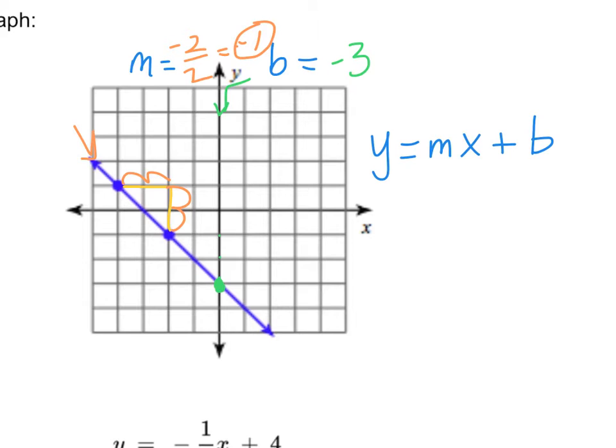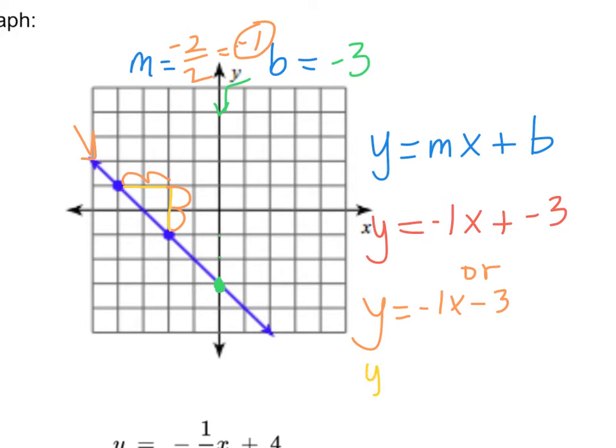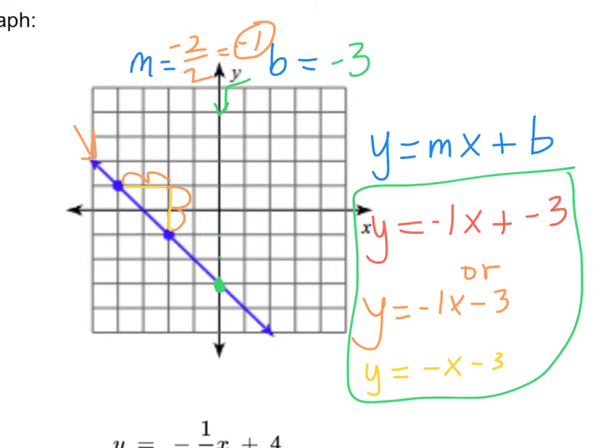Now we just plug those numbers in, or substitute those numbers, into our equation. y equals m, which is -1, x plus a -3. Or if we wanted to simplify this even more, we could say y equals -1x minus 3. We could even simplify this one step further and just say y equals -x minus 3. Any of these answers are acceptable for the equation of this line on the graph.